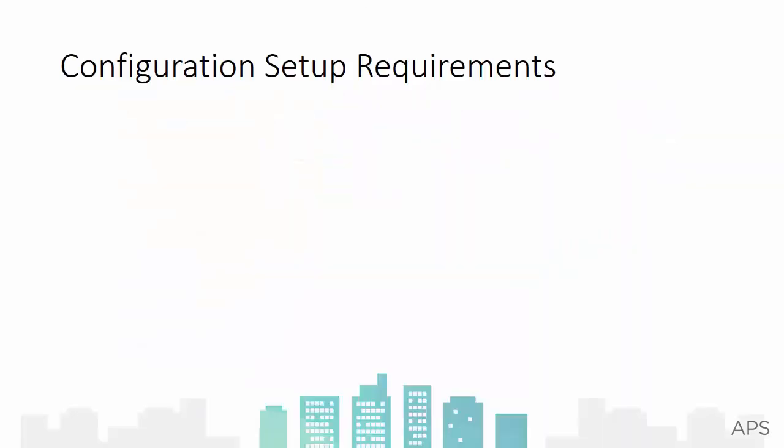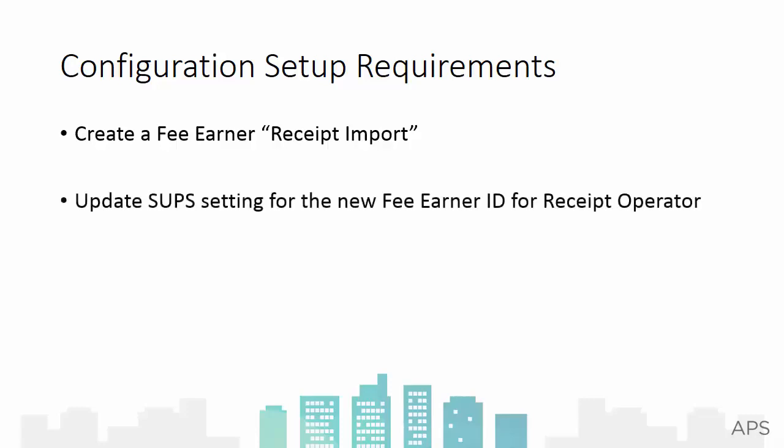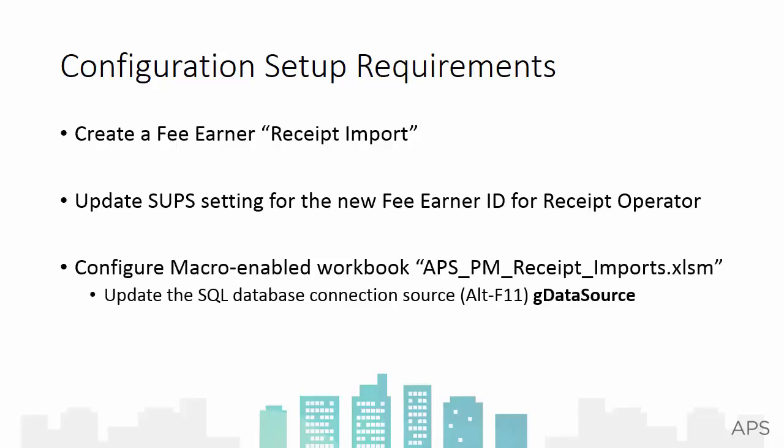So what are the configuration setup requirements? Well, firstly we suggest that you have a fee earner called receipt import or something similar. This will enable you to find the receipt batches quite quickly. We will need to update the system and user product settings for that fee earner ID for the receipt operator. And we also need to configure the macro-enabled workbook for your database connection strings.